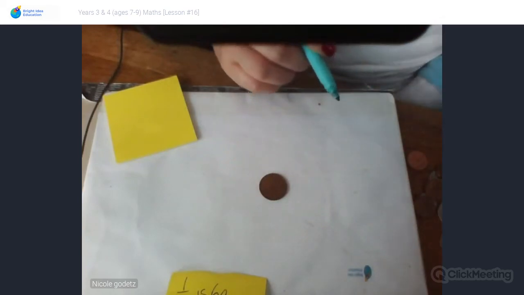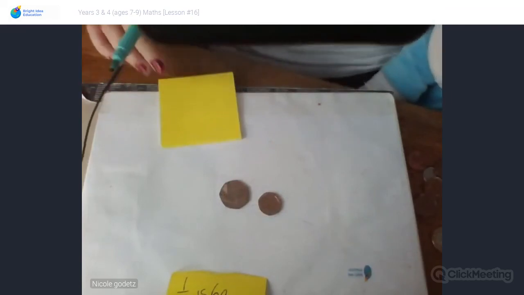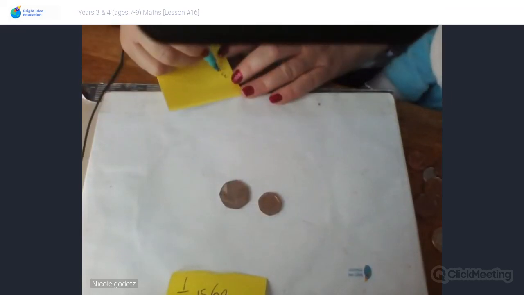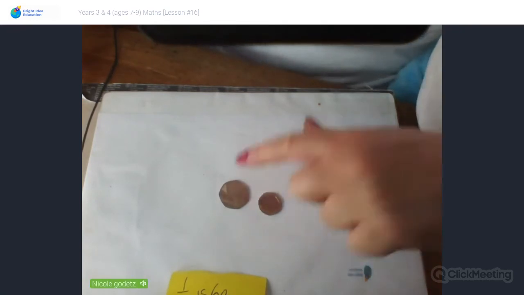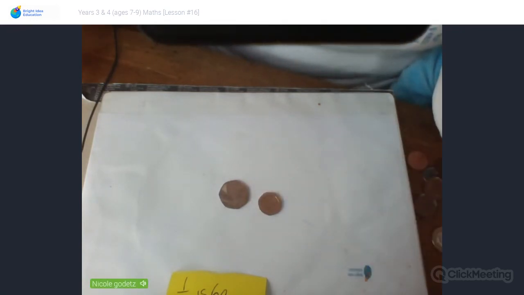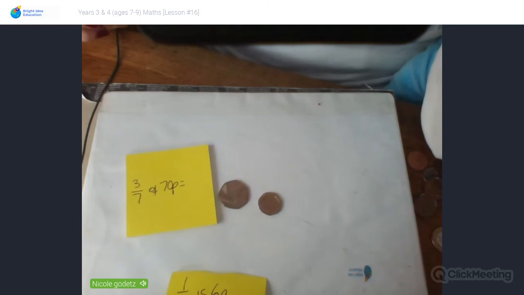Okay, let's have a look at this. How much is here? Oh, no, I didn't want that one, sorry. I wanted that one. How much is there? That's a 10 pence. Okay, 10 pence and a 20. Yep, so we've got 70p. So what is 3/7 of 70p?